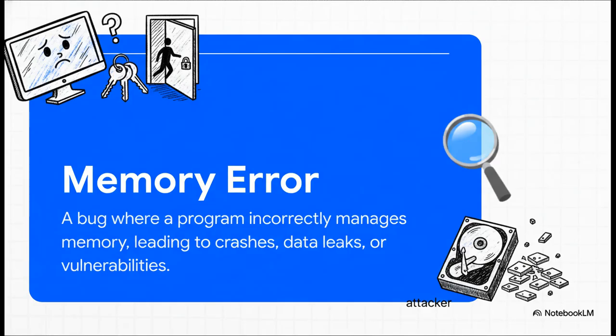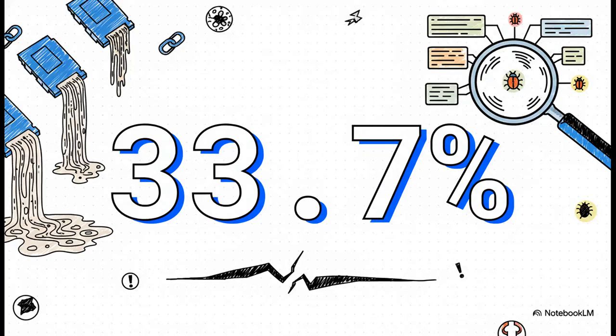The best way to think about it is like this. Imagine your computer gets confused about where it put its keys. It might just give up and crash. Or, even worse, it might accidentally leave a door unlocked, giving an attacker a wide-open invitation to walk right in. And this isn't some rare, once-in-a-blue-moon problem. A deep dive into PHP's own bug reports showed that more than a third, over 33%, of all their verified bugs were memory errors. It is a huge, persistent issue.